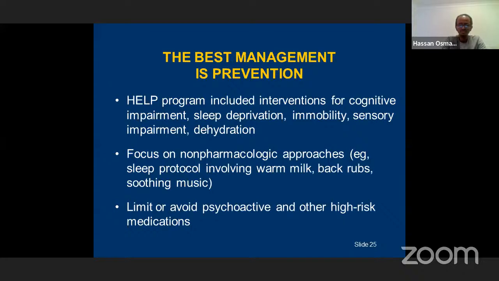So the best management is prevention by far. So it's always a good idea, especially in the elderly population, to try your best to decrease the risk factors.